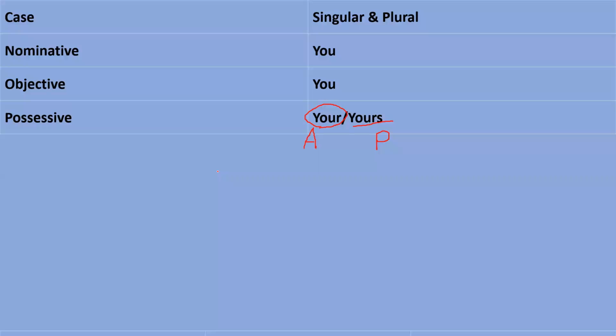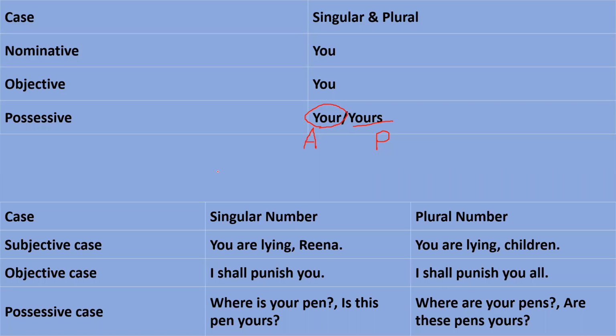So let's understand the use of second person pronouns. Observe these sentences, right? You can be used as a subject also, and as an object also. Like you can see, you are playing, Rina. Here, before the verb we have written you, that is subjective case, right? Meaning we can say nominative case. Clear?